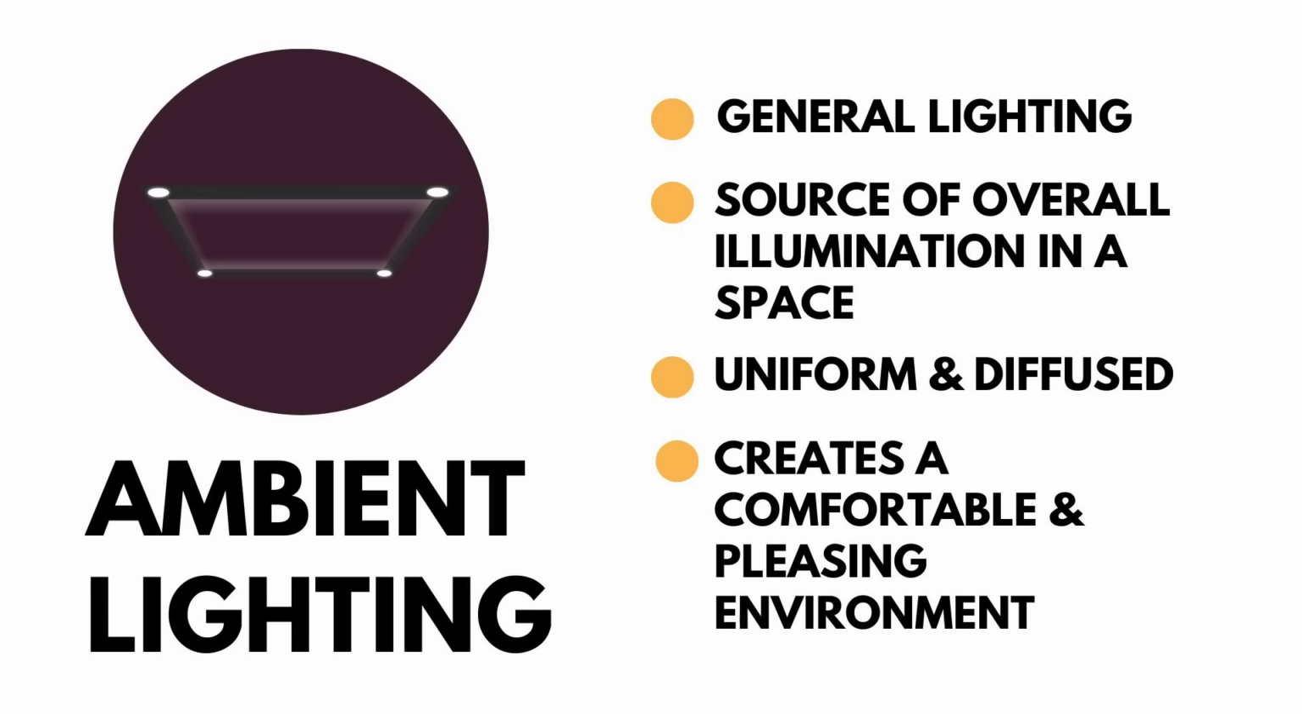So let me take you through all the rooms in my house and show you how I have layered the lighting without any false ceiling. Firstly, let's understand what ambient lighting is. It's basically the general lighting source of overall illumination in a space. It's uniform and diffused, creates a comfortable and pleasing environment.